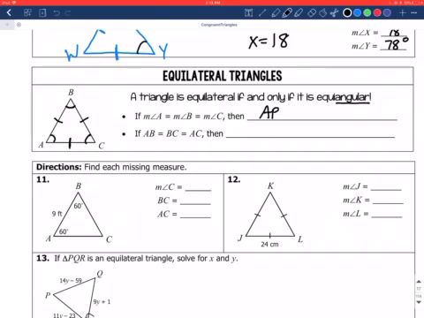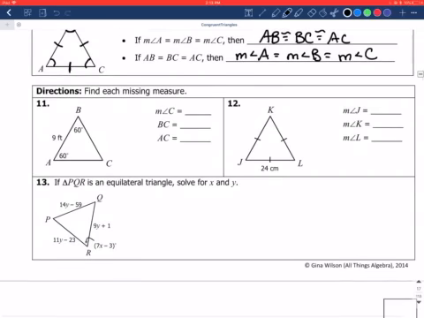So if the angles are all the same, then we know that the sides are all the same, and that should be congruent there. And then if the sides are all the same, then we know that the measures of the angles are all equal as well. All right, so for number 11, find each missing measure.